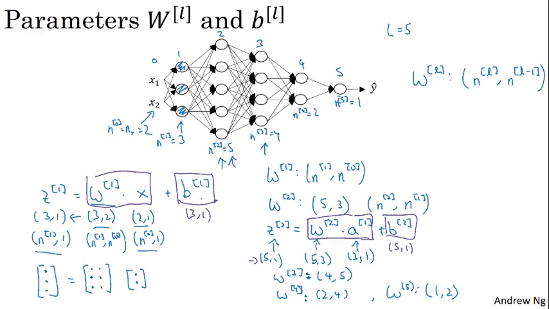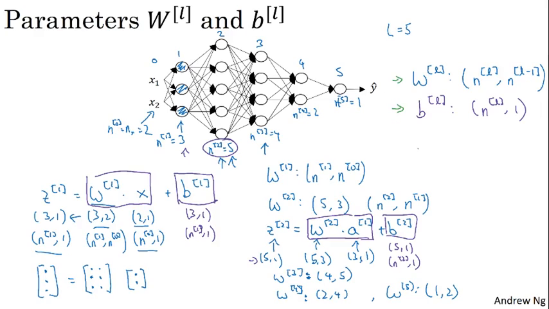So the more general rule is that in the example on the left, B1 is N1 by 1, that's 3 by 1. And in the second example, it is N2 by 1. And so the more general case is that BL should be NL by 1 dimensional. So hopefully these two equations help you to double check that the dimensions of your matrices W as well as of your vectors B are the correct dimensions.